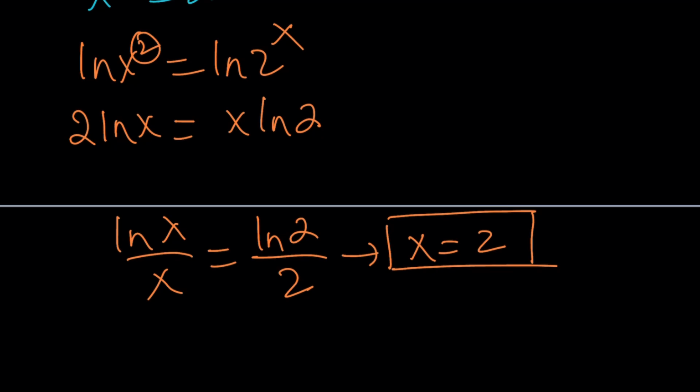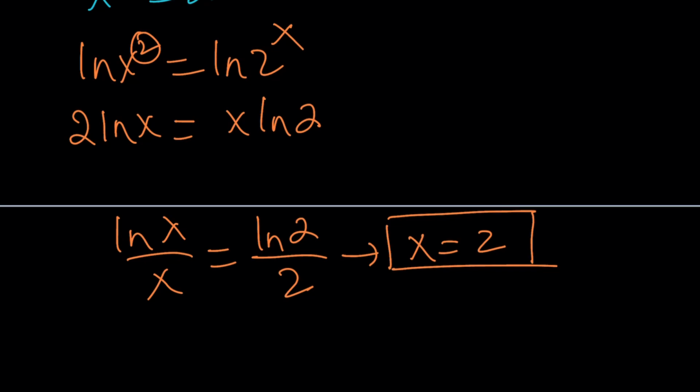So you kind of have to look at the graph of ln x over x, and if you do, you're going to realize that it actually intersects this horizontal line at more than one point. And how do you find the other solutions? By doing a little bit of manipulation.